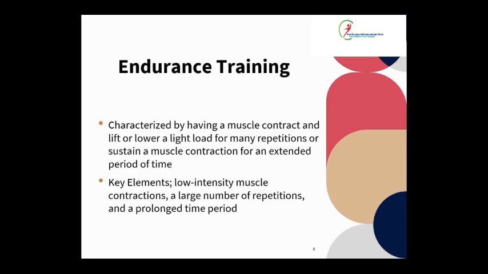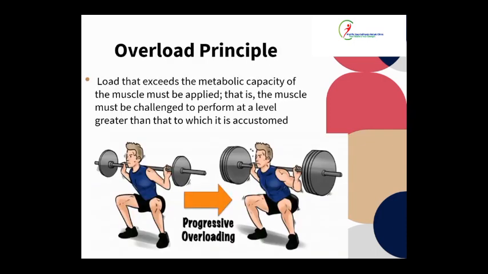Next is endurance training. And what is endurance training? It is characterized by having a muscle contract and lift or lower a light load for many repetitions or sustain a muscle contraction for an extended period of time. When you are doing endurance training, the key elements to observe are low intensity of the muscle contraction, or intensity of the exercise should be low, a large number of repetitions and a prolonged period of time. When we talk about progressive resistance exercises, there are principles that we have to put into consideration.